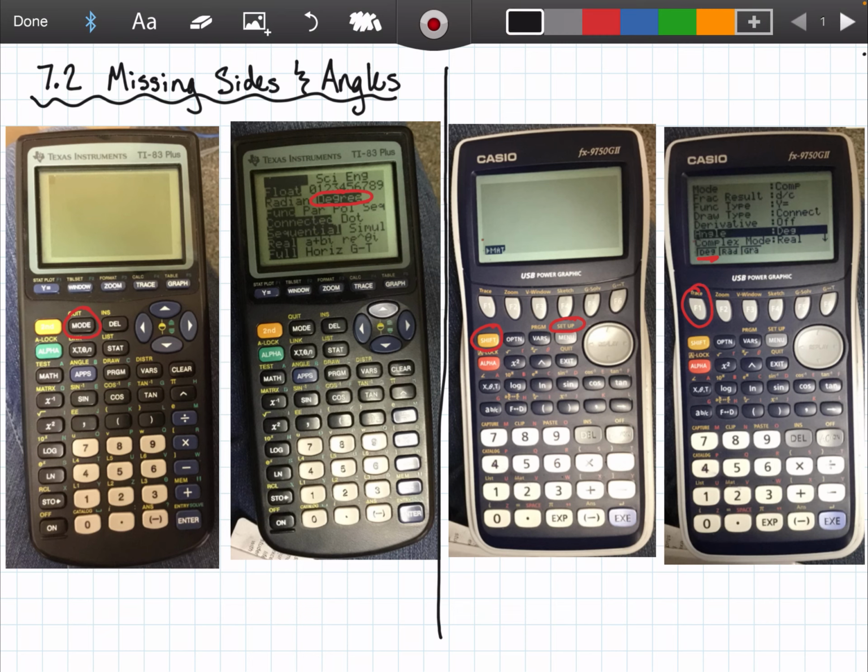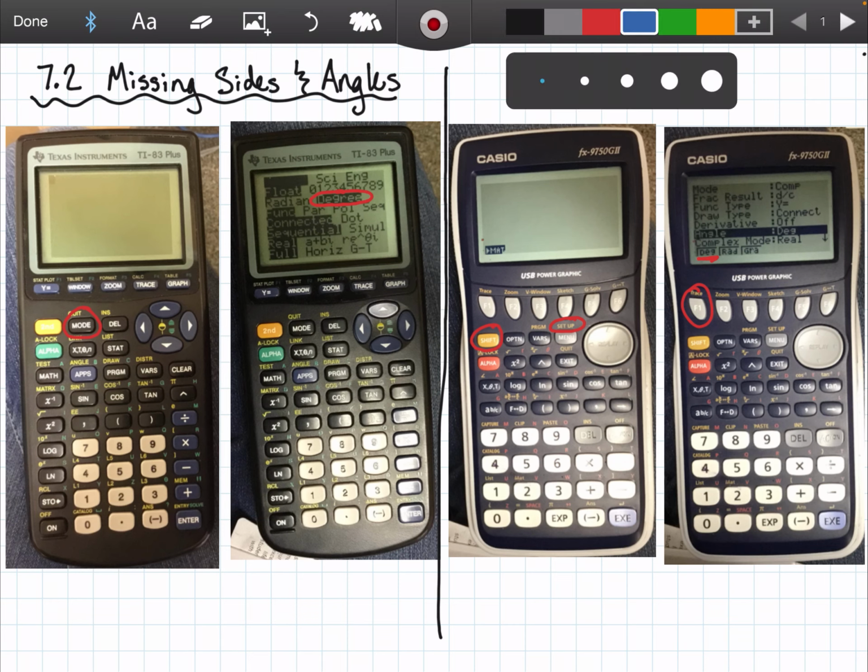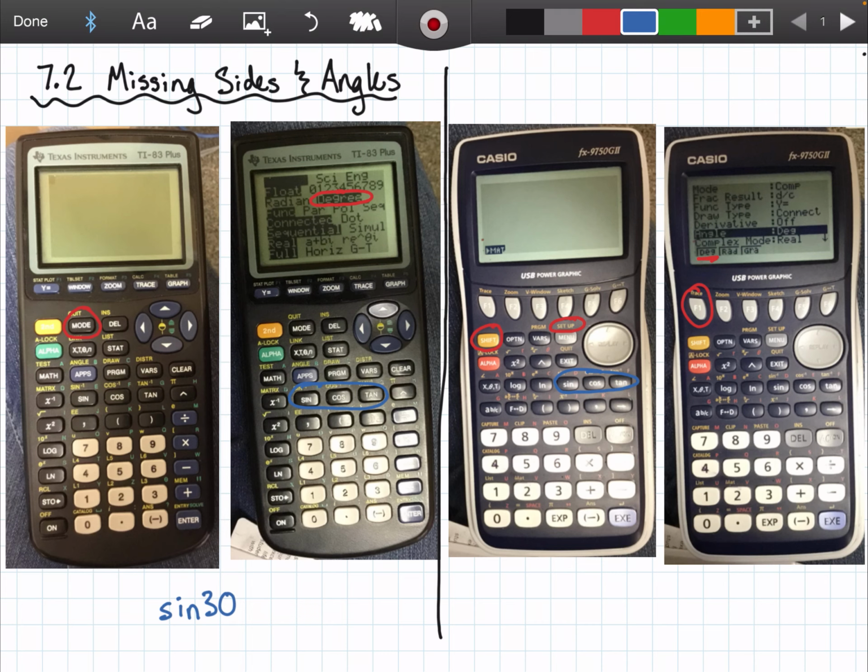Once you've done this, the way that you can test it is to use sine, cosine, and tangent, which are right here for the TIs, and then for the Casio, it's right here. So I want everyone to just test this real quick and hit sine of 30 and hit enter. And if it is in degree mode, it will come up with half. And if it didn't come up with half, then you need to go back and put your calculator in degree mode.